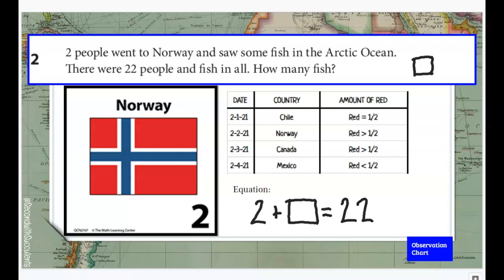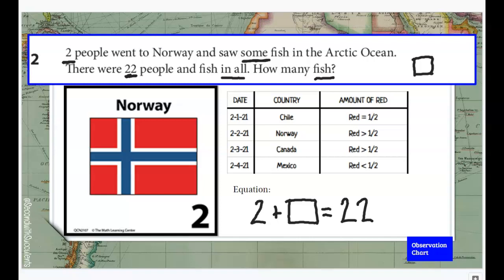Now you may have been thinking about the problem. Well, I know that I'm starting with 2 people who went to Norway. And then I can see that they saw some fish. There were 22 people and fish in all. How many fish? Well, I know right away that that's what I need to figure out because they've only told me it's some fish. And usually when it says in all, well, that's the answer that goes at the end of my equation. So I knew that's where 22 should be.